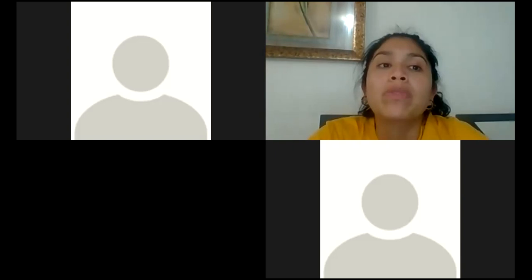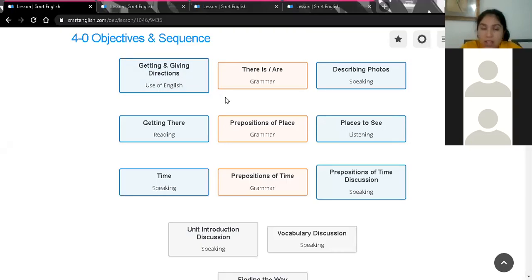These are the objectives and sequence of unit 2. We have getting and giving directions. There is, there are, describing photos for speaking, getting there for reading, prepositions of place in grammar, places to see for listening, time and speaking, prepositions of time for discussion. So basically it's prepositions and giving directions. This is in general, right? We're going to be seeing all of this, but everything is going to be related.